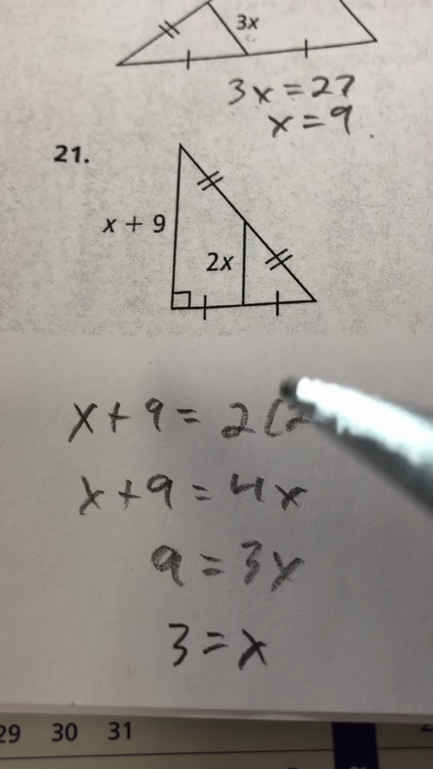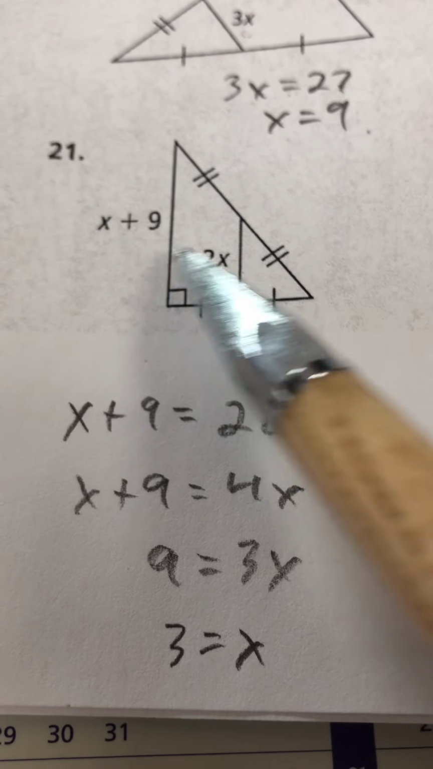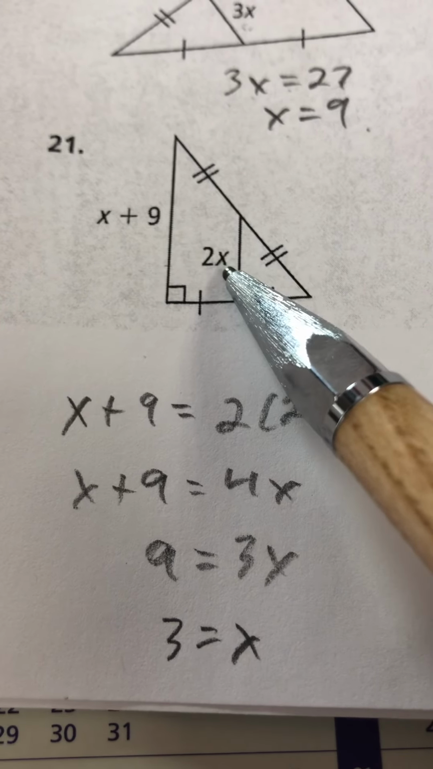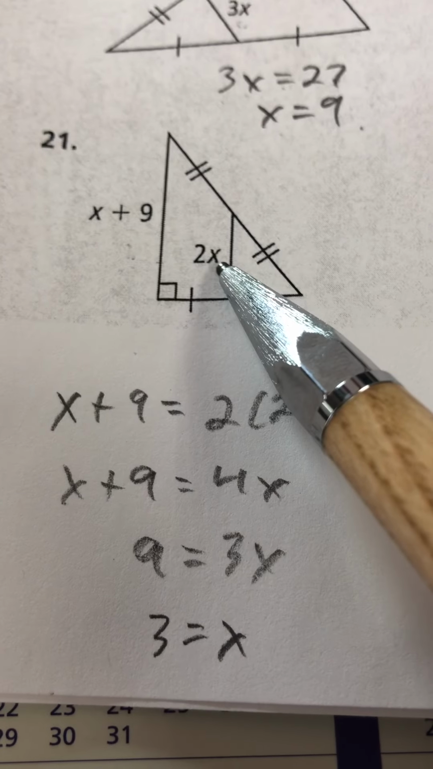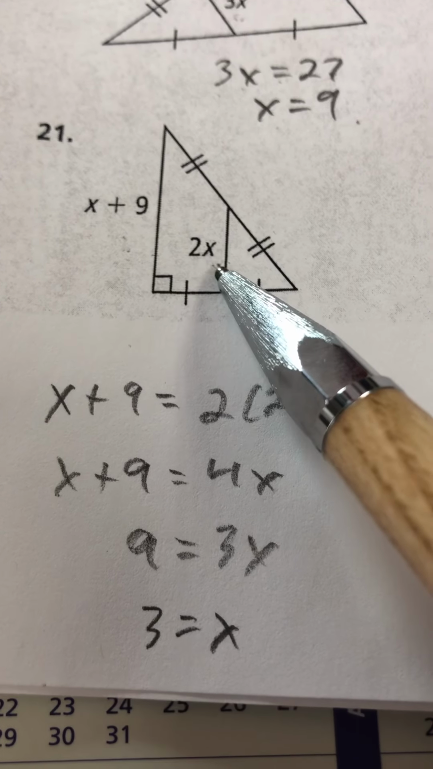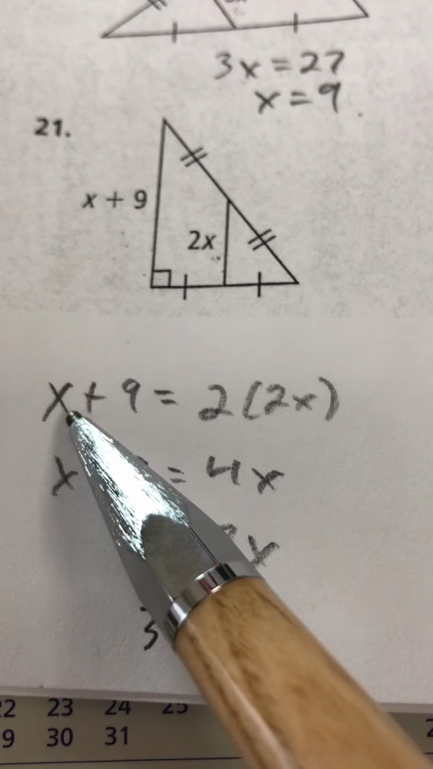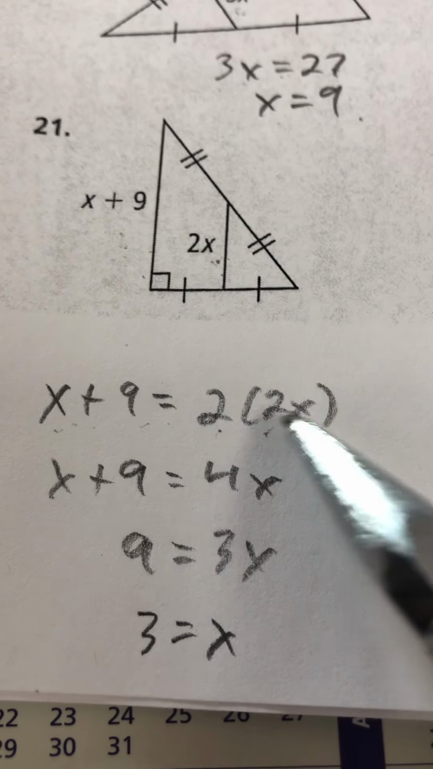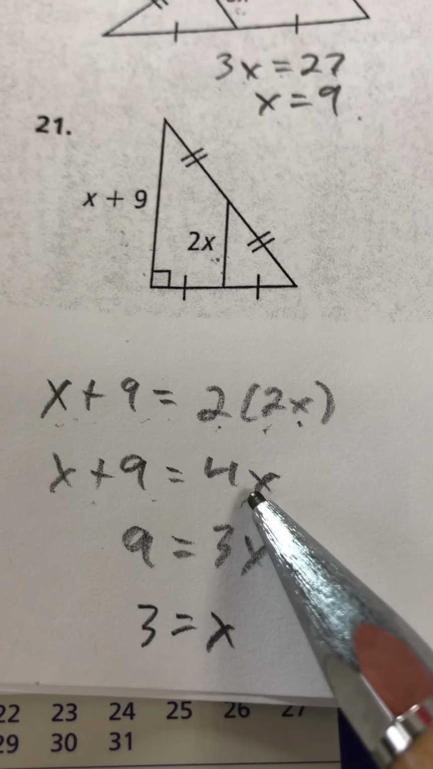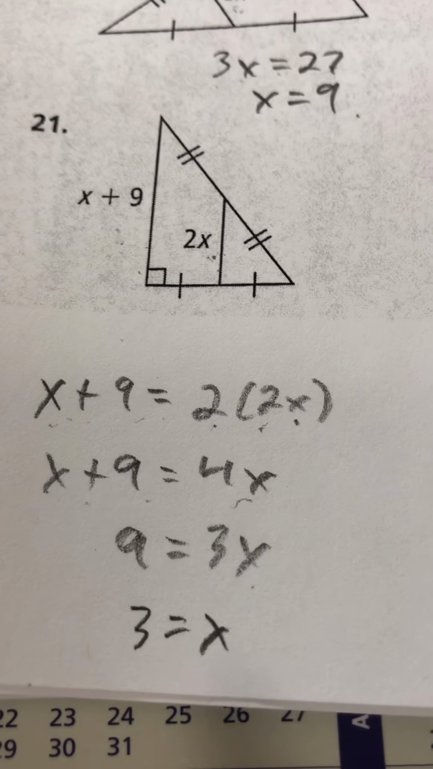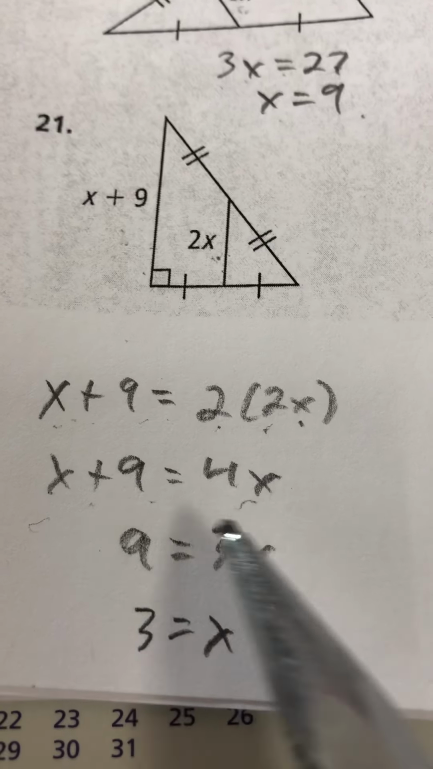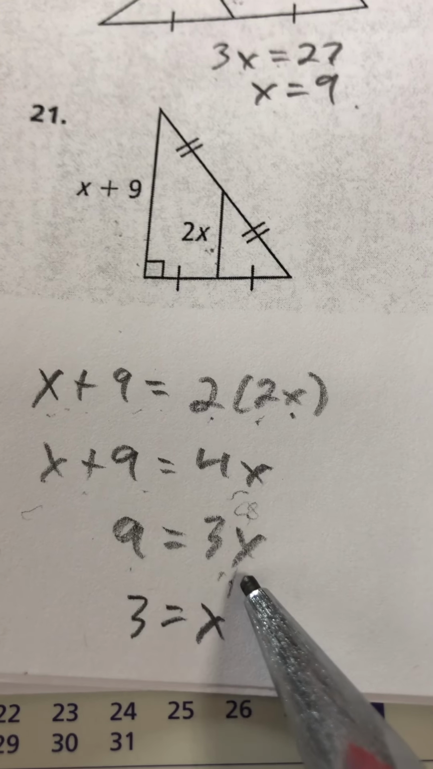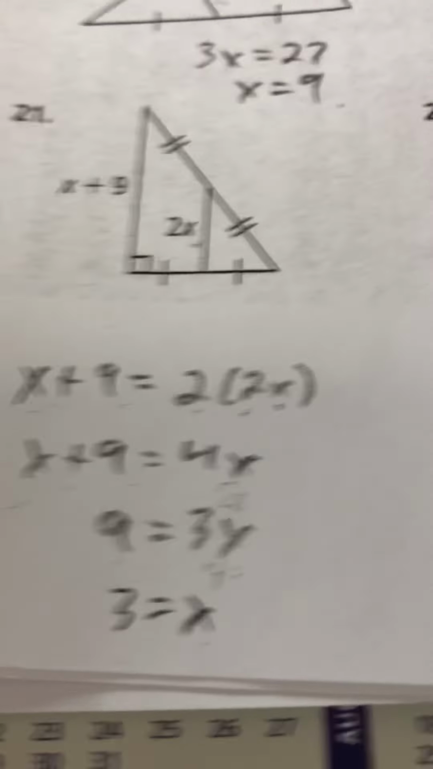21. This is going to equal double that, because this is half of that. So I set x plus 9 equal to 2 of these 2x's. So that just becomes 4x. Combine my like terms. I subtracted x to get it on one side, and then I took 9 divided by 3, and I got 3 for x.